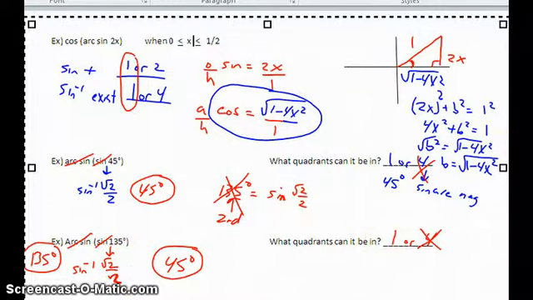So don't make the mistake that students have made in the past where they say, oh, arc sine and sine just cancel each other out and I'm left with that angle. Because that's not the case. And this is a great example to show you why it's not the case, because 135 degrees is in the second quadrant and my sine inverse doesn't exist there.